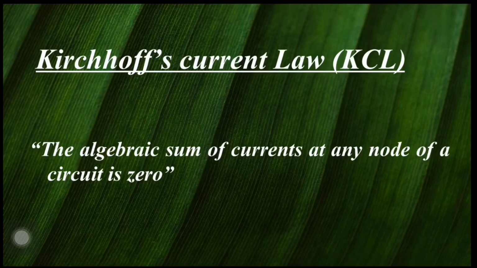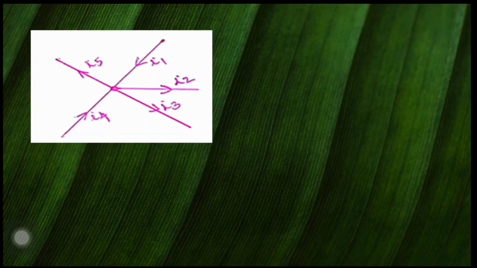Let us understand more about Kirchhoff's current law with an example. Here we take a node with 5 branches. The direction of all of these 5 branch currents are marked in this diagram. When we scrutinize this diagram, we can see I1 and I4 are the incoming currents, I2, I3 and I5 are the outgoing currents. By KCL, the algebraic sum of these 5 currents at this node should be equal to 0.